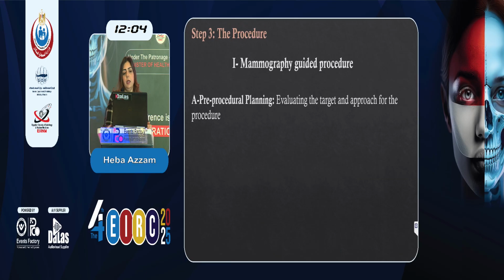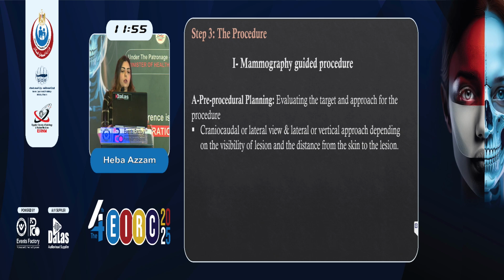The procedure itself, in mammography-guided procedure, a pre-procedural planning evaluating the target and the approach for the procedure. Whether we're going to use a craniocaudal or lateral view, whether we're going to use a lateral or vertical approach, this depends upon the location of the lesion. The most important thing about the wire localization is we want to reach the lesion through the shortest pathway to help the surgeon remove a small area of tissue, thus conserving most of the breast and having a better cosmetic outcome. So you have to choose which pathway leads you directly to the lesion in the shortest way.